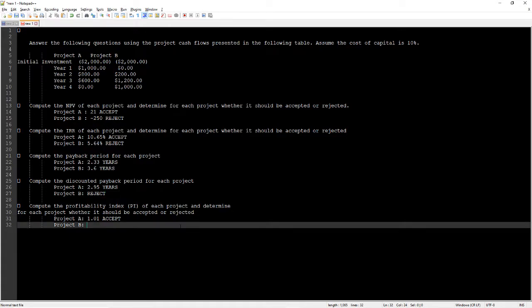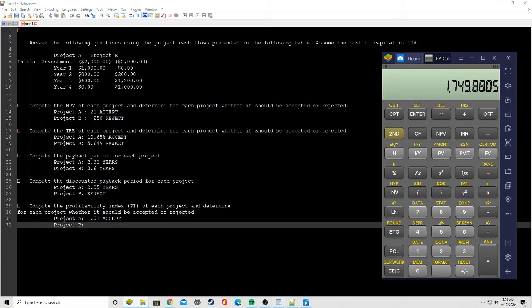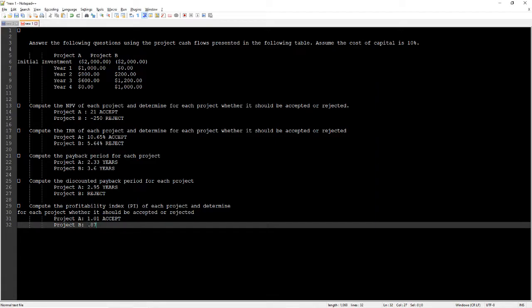All right, now we move on to our profitability index for project B. All right, there we go. So we know this is still a discounted cash flow. So we take this and we divide it by the initial investment, and we see that our profitability index is 0.87. And since it is below 1, we will reject it.